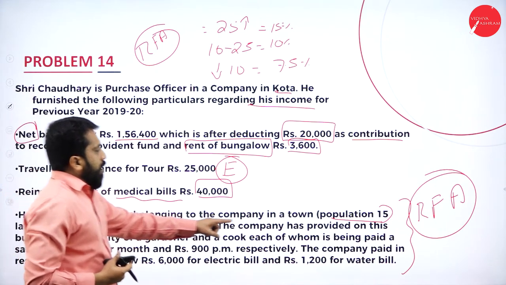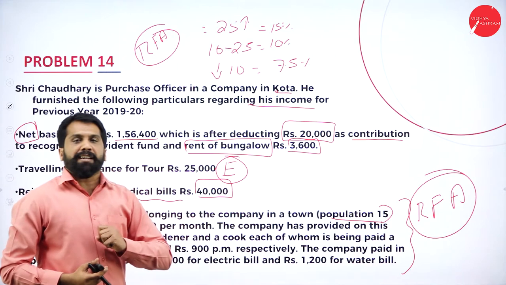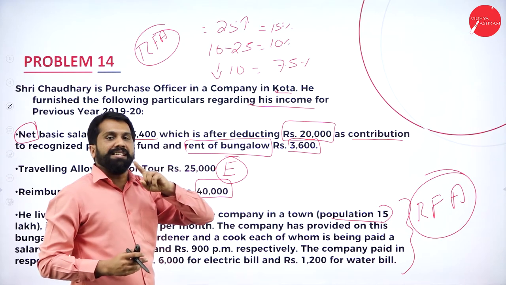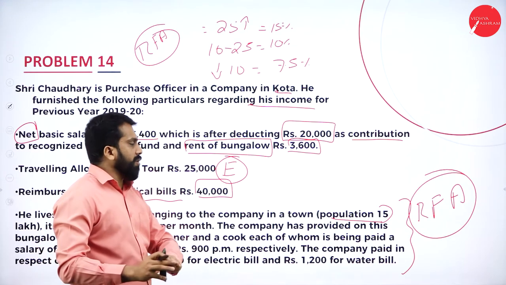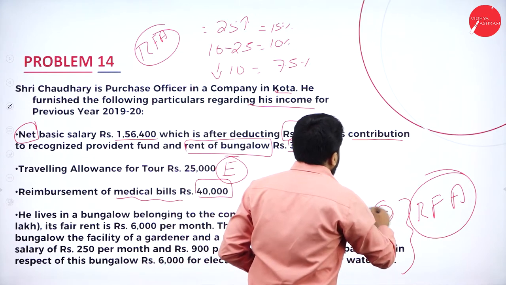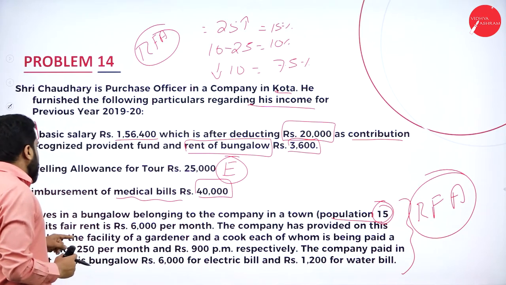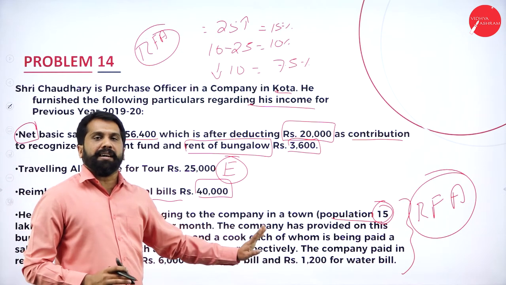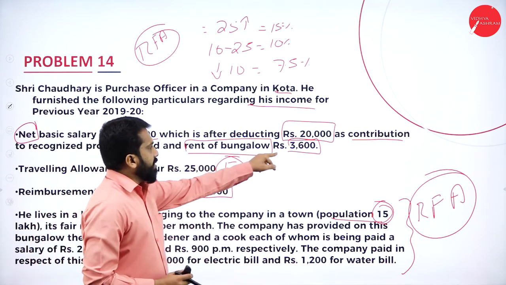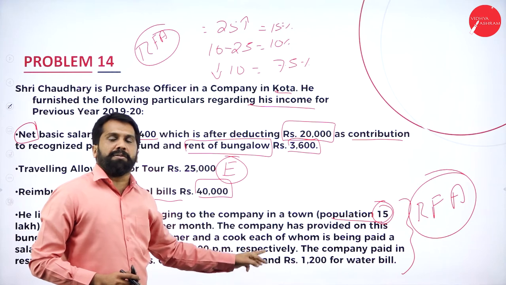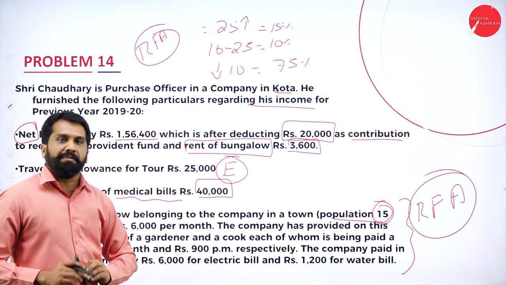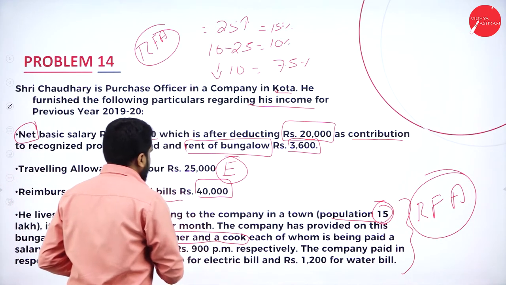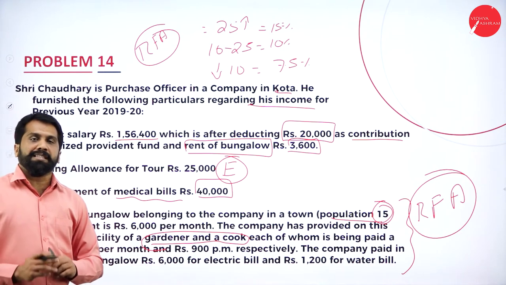Means, how much is your population? 15 lakh. 15 lakh comes where? It will come in between 10 lakh to 25 lakh. What is the percentage? It is 10%. Any doubt? No doubt in this. So, population is 15, means its parent is 6,000. These things are not required. Only what is the population you have to take and how much he has paid? He has paid 3,600. What is the market value? Those things are not required. Now, along with that, he was given with gardener and cook. Whatever gardener and cook he has to pay tax.